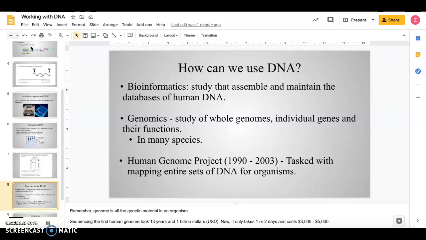What's interesting is the Human Genome Project, which was started in 1990 and completed in 2003. Their job was to map entire sets of DNA for organisms. They wanted to map an entire human genome, all the genetic material in a human. That took 13 years and $1 billion. But now if you want to map the entire genome of a human being, it takes roughly 1 to 2 days and costs $3,000 to $5,000. So you really can see how science has advanced.